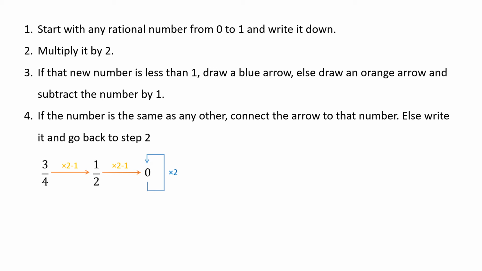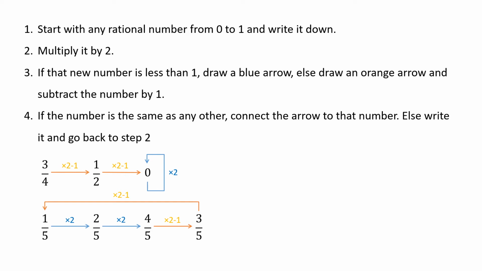Another example would be 1/5. Multiplying it by 2 makes 2/5, and this is less than 1. Doubling 2/5 gives 4/5, and it's still less than 1. 4/5 times 2 equals 8/5, which is greater than 1. The subtraction results in 3/5. If we multiply 3/5, it becomes 6/5. Subtracting it gives you 1/5, which is what we started with. Finishing it gives you a cycle.